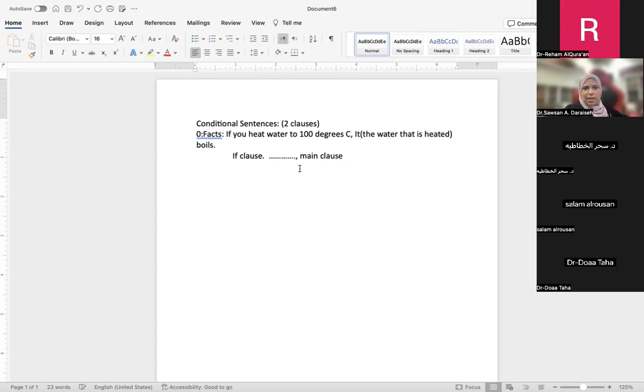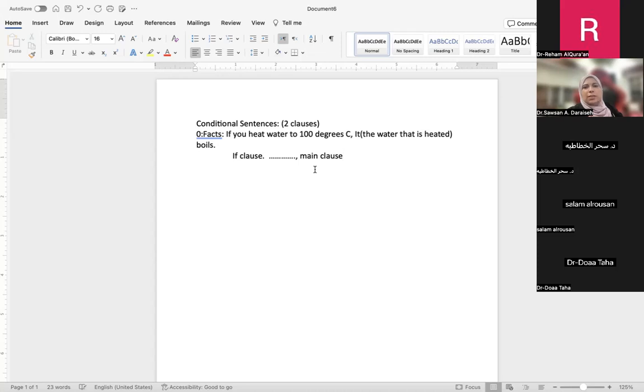So independent is fine, and main. But why do we call it main? Main means essential, necessary. Why do we call it main? Because we need it to complete the if clause's meaning. Without it, the if clause would be pending. Pending means waiting for something to complete. So without it, the meaning isn't completed.